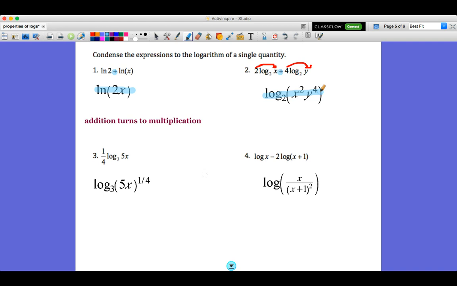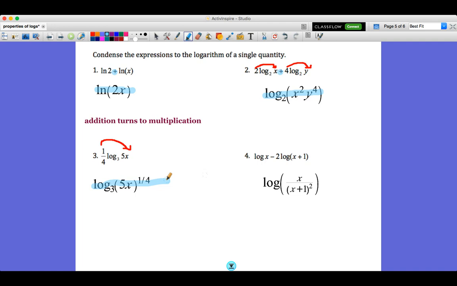Number 3 only has 1 step, so number 3 has 1/4 times log base 3 of 5x. Our only step here is to move the 1/4 back as an exponent. So we're going to have log base 3 of 5x to the 1/4 power. So we just make sure that we turn that into an exponent. And then the last one.